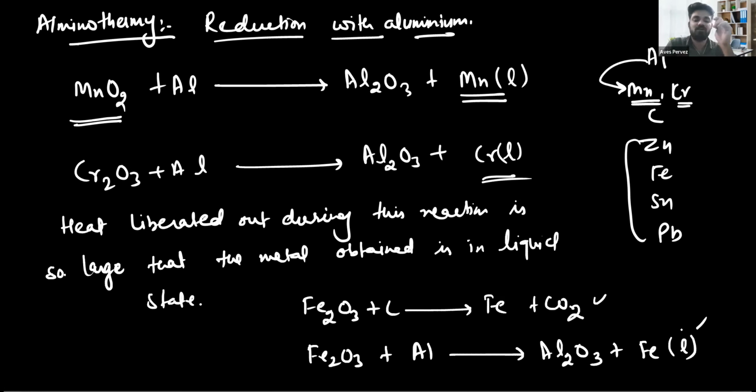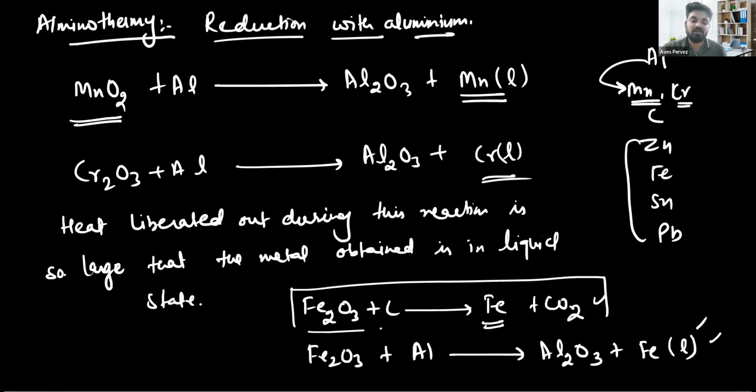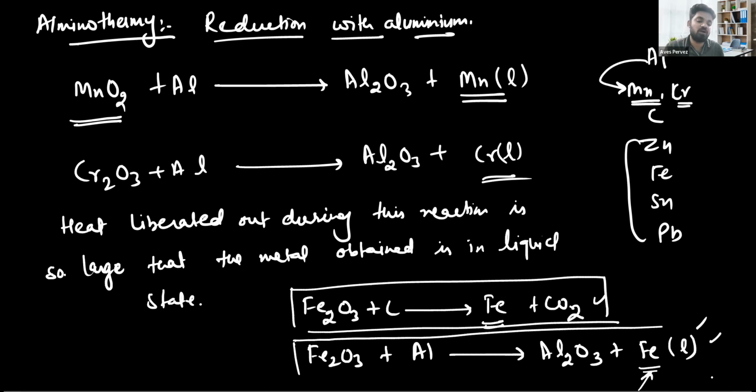Because in this case the metal obtained is in liquid state, but here the metal is not in the liquid state. So in this one a large amount of heat is required, and here the reaction is so exothermic that the heat liberated during this reaction lets the metal melt. So here we get the metals in the melted form, and this is a special reaction that is called thermite reaction, meaning the reaction of aluminium and Fe2O3.